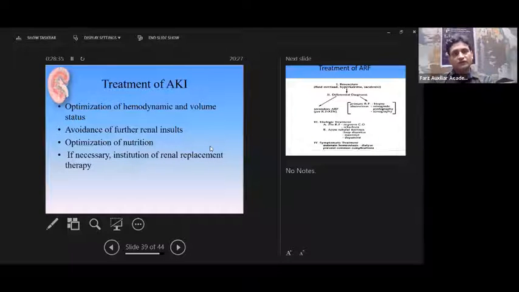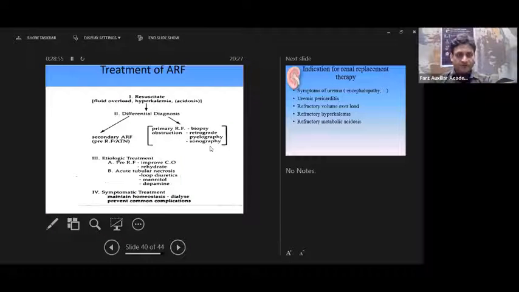Now we come to how we treat a patient with ARF. First is treatment of underlying conditions as well as optimization of the hemodynamics and the volume status of this patient. We should avoid further insults, especially nephrotoxic medication and hypotension. Then we should optimize the nutrition and provide renal replacement therapy. So this is how we treat the ARF patient.